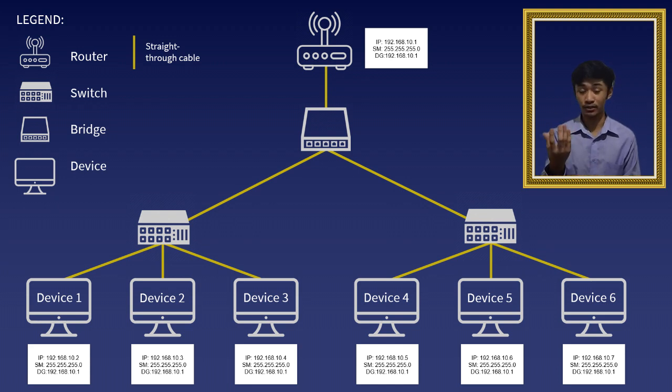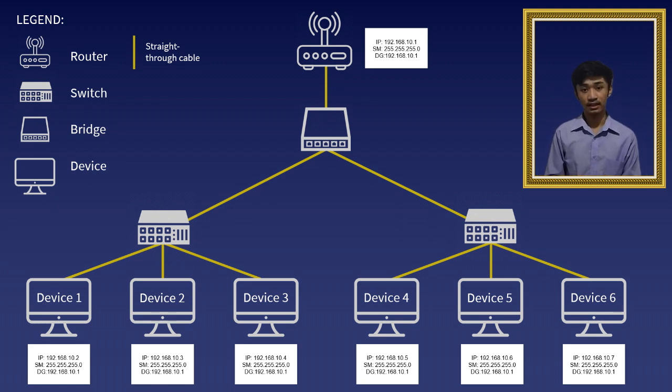And now to the router. We use a router to connect our network system to the internet. Our router IP address is 192.168.10.1, and that will be the default gateway in our overall network system.